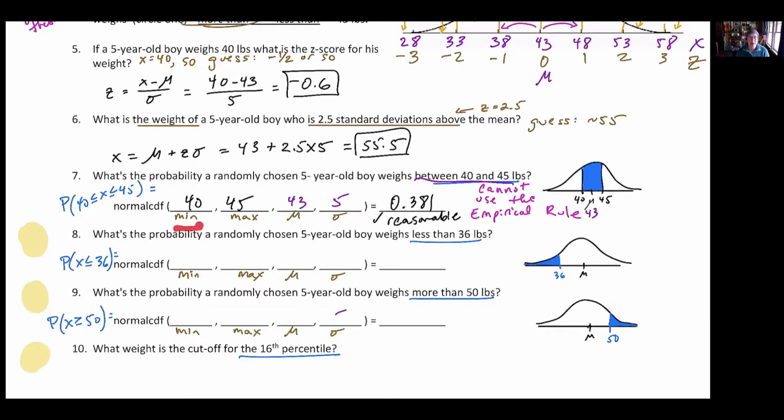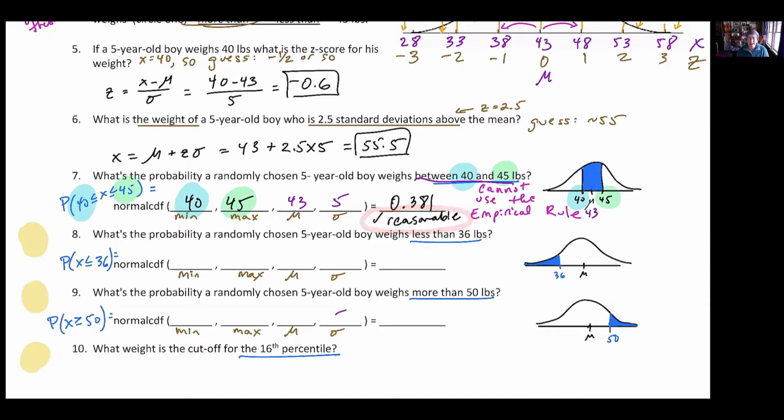The min, or the leftmost value, which is 40. And notice that 40 shows up two other places. The 40 is here, it's here, and it's here. And then we know it goes there. 45 pounds, so that in my inequality is there. It's also here, and it's also here, okay? And then always mean and standard deviation. All right, and you put that in your calculator, and you should get a 0.381.